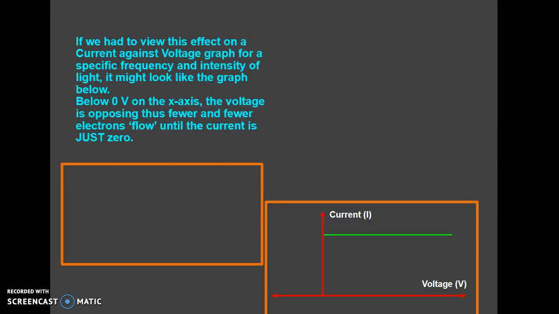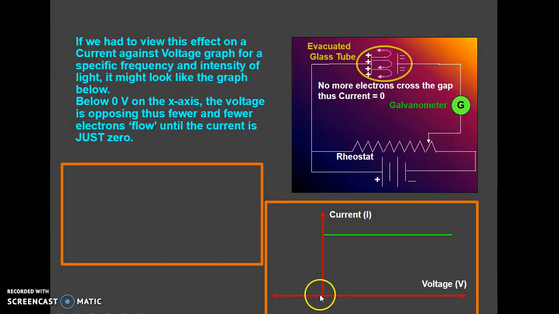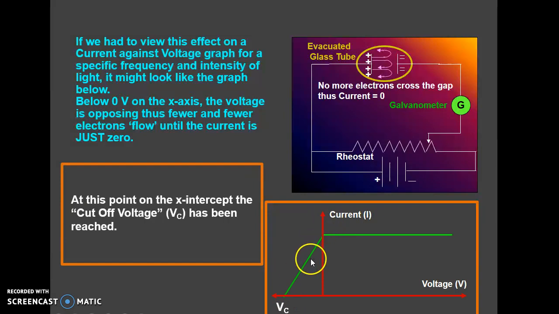So if we were to view this effect on a current against voltage graph for a specific frequency and intensity of light, it could look like this one below. So below 0 voltage on the x-axis, the voltage is just opposing, as it gets less and less, as fewer and fewer electrons are able to flow across the gap. And this point on the x-intercept is called the cutoff voltage, in other words VC, and that has been reached.